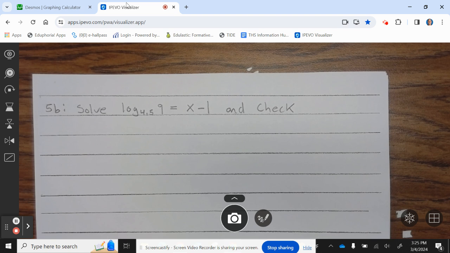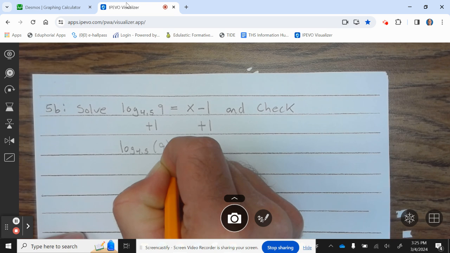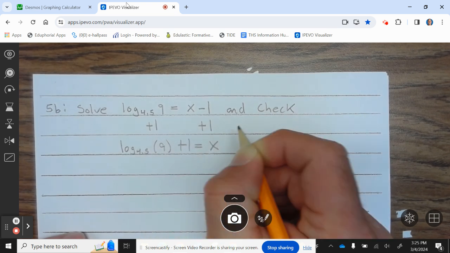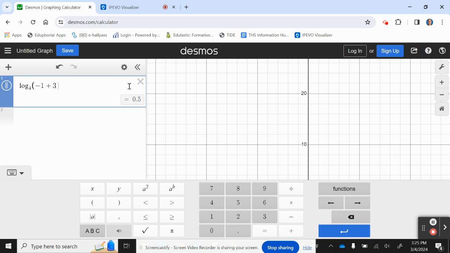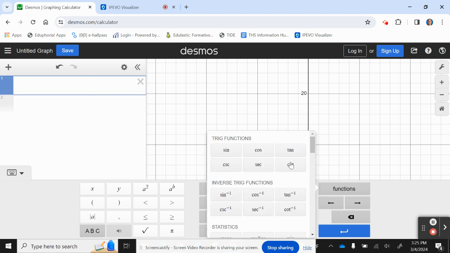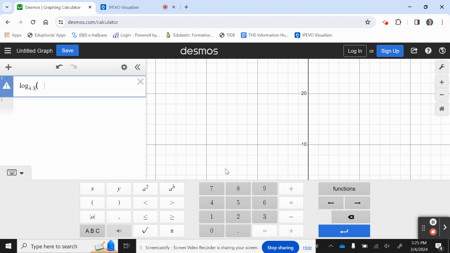5b, solve log base 4.5 of 9 equals x minus 1 and check. So the first step is going to add 1 to both sides. So you get log base 4.5 of 9 plus 1 equals x. All right, let's go ahead and plug that into our calculator. So that is, let's round it to one decimal place, so 2.5. So 2.5 equals x.